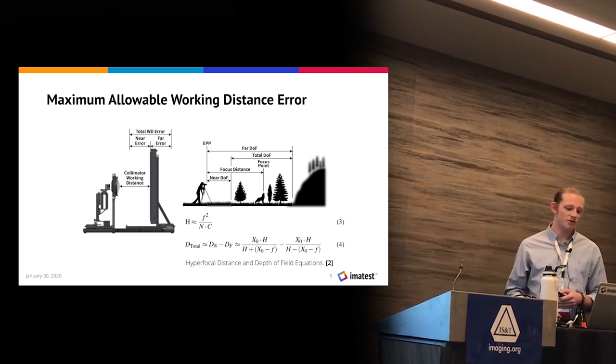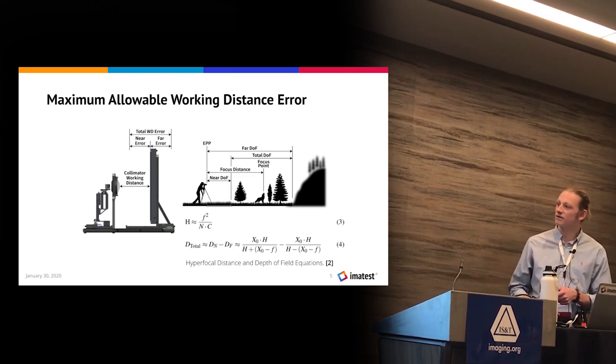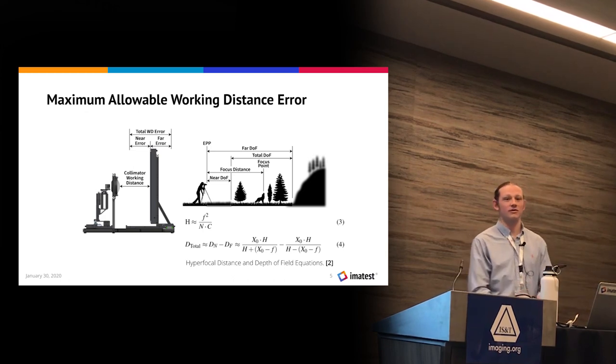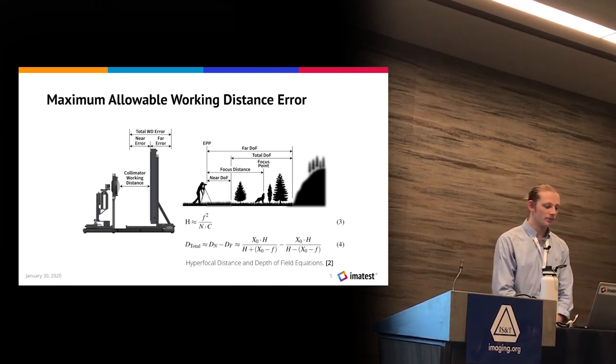Hyperfocal distance is a function of the imaging system's effective focal length, denoted here as F, the aperture F-stop denoted as N, and the circle of confusion denoted as C.